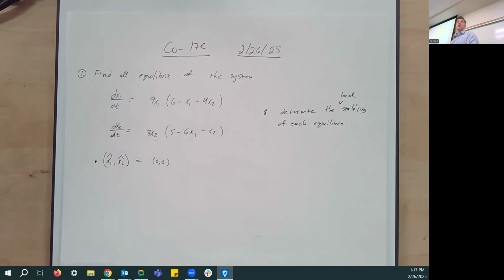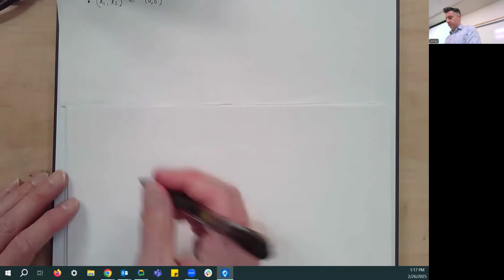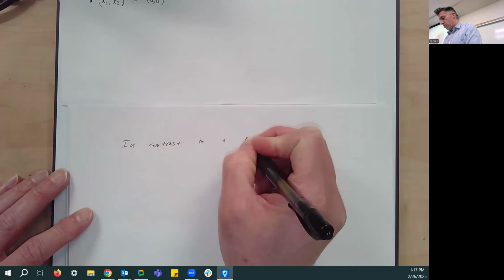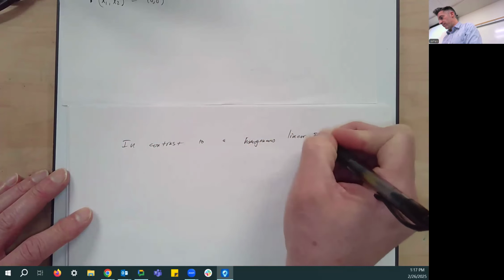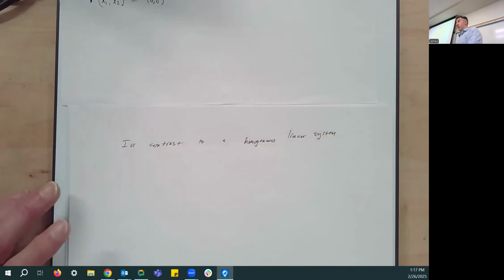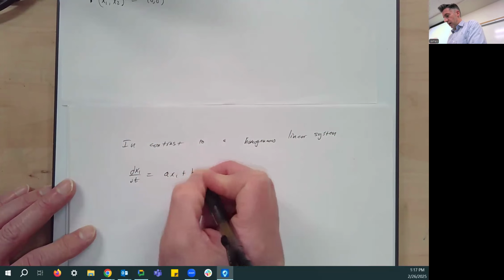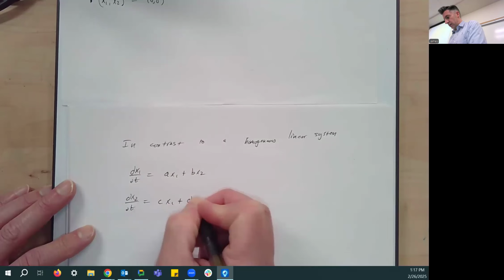Question. Yeah, because if it's a system of homogeneous linear equations, and this is in contrast to a homogeneous linear system, which looks very generally like this: dx1/dt equal to ax1 plus bx2 and dx2/dt equal to cx1 plus dx2.